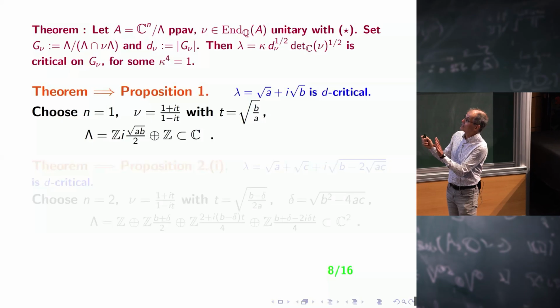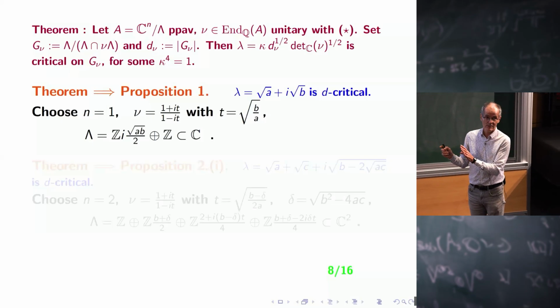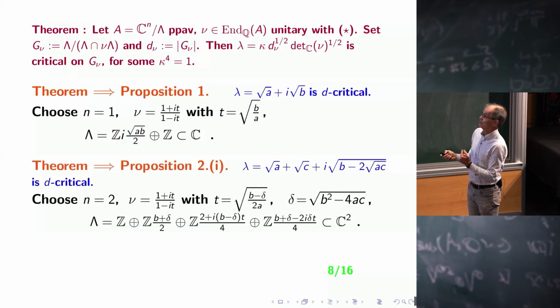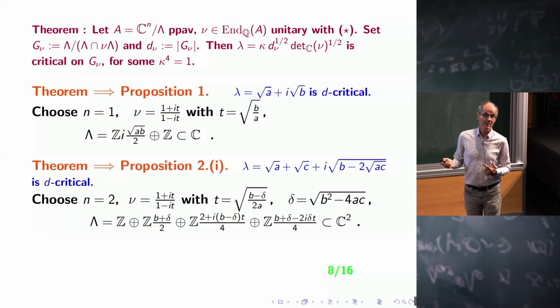So this was kind of easy for the elliptic curve. Okay. If I go to the second example, I have to find my Abelian surface. And here is my lattice.